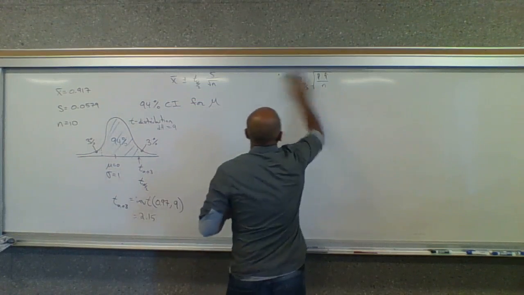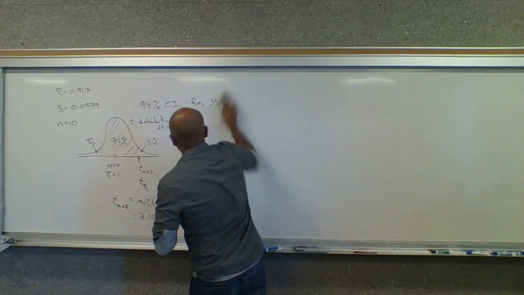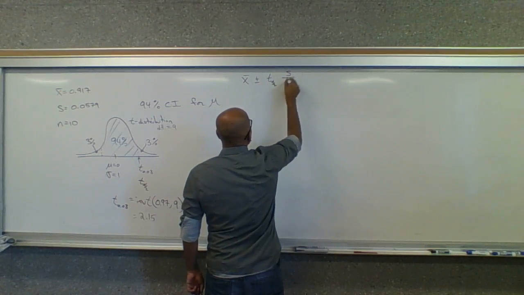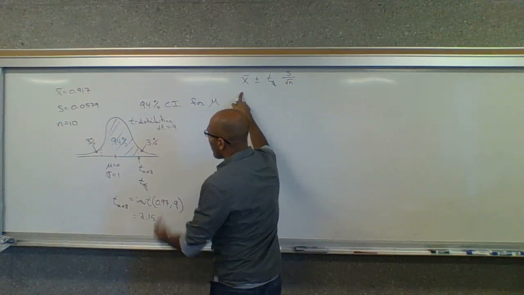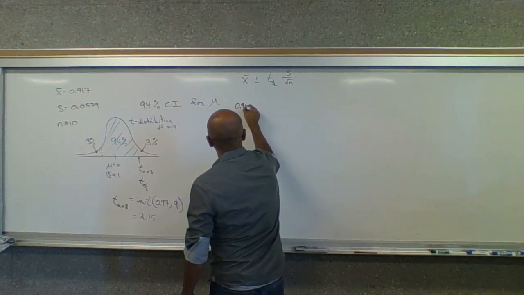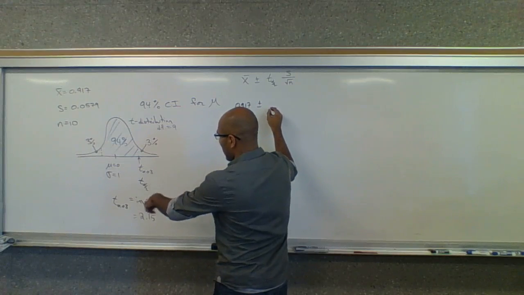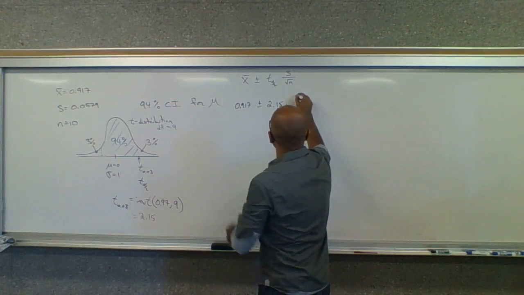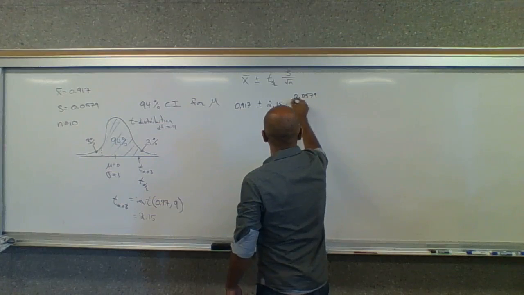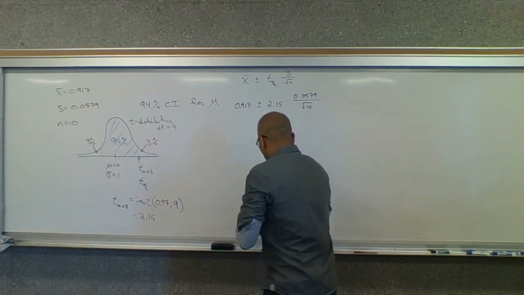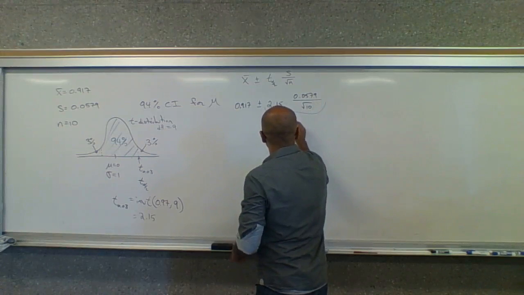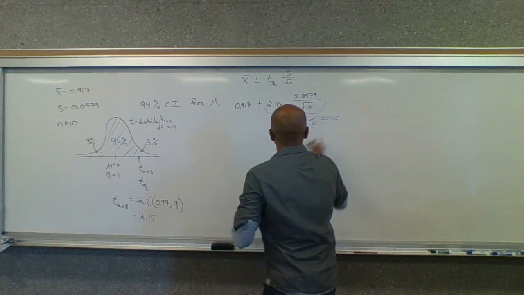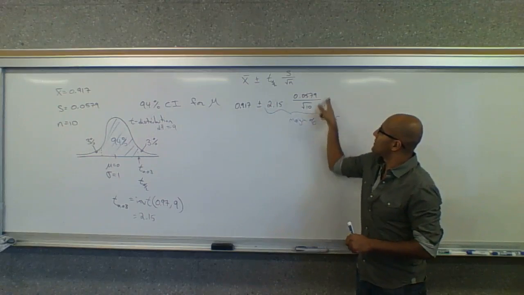X bar plus or minus t sub alpha over 2, s over the square root of n. So x bar, we found to be 0.917, plus or minus t sub alpha over 2, which was equal to 2.15, s, which was equal to 0.0579, divided by the square root of 10. The part you add and subtract is called the margin of error. When I say find the margin of error, this is what I expect to see, and then you can crunch that out and see what number we get.